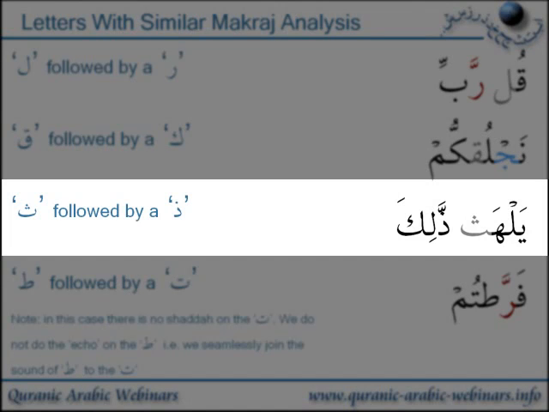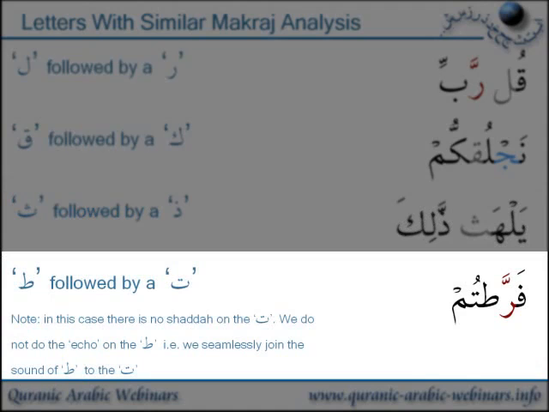Then we have the tha followed by a dhal. So here we have yalhadhalika. So ignoring the tha completely. And the last one, which is slightly more of a special rule within this rule, is the tha followed by a ta. Now we'll read the note here. Note, in this case there is no shadda on the ta. We do not do the echo on the tha, i.e. we seamlessly join the sound of the tha to the ta.